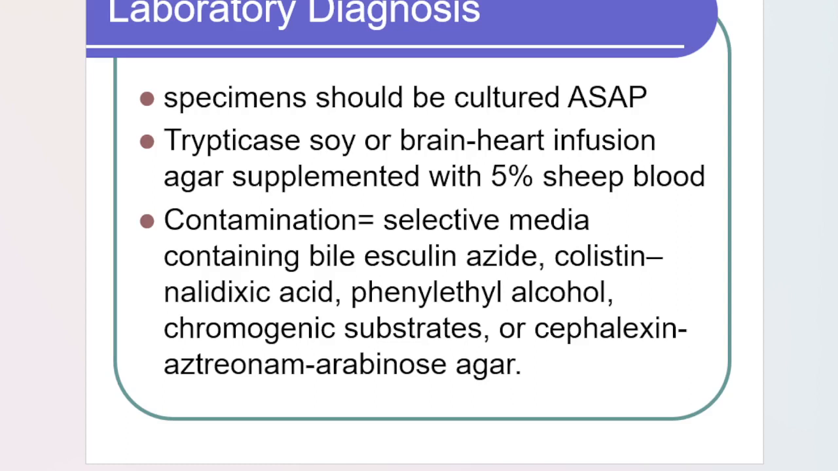Specimens should be cultured as soon as possible. You can use trypticase or brain heart infusion. If the medical technologist suspects contamination, he or she may use selective media containing bile esculin azide, nalidixic acid, PEA, chromogenic substances, or cephalexin aztreonam arabinose.